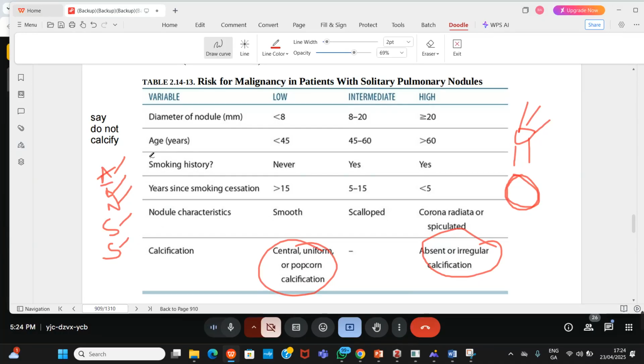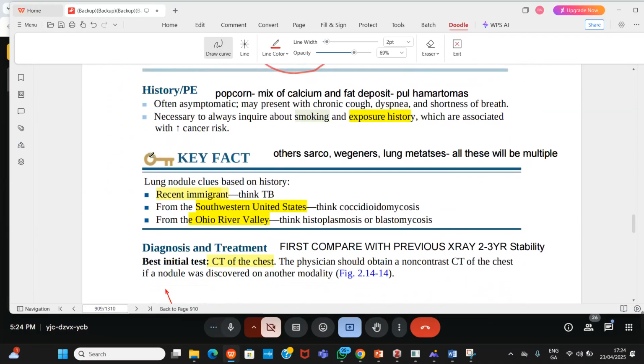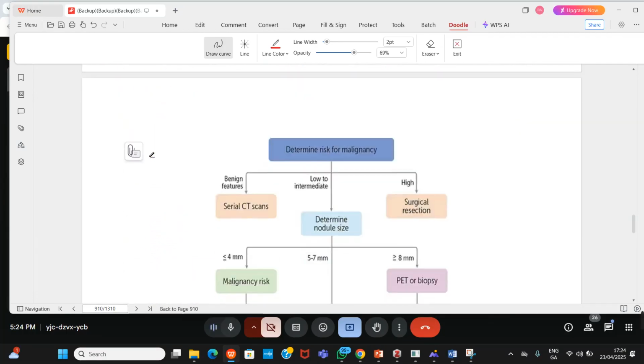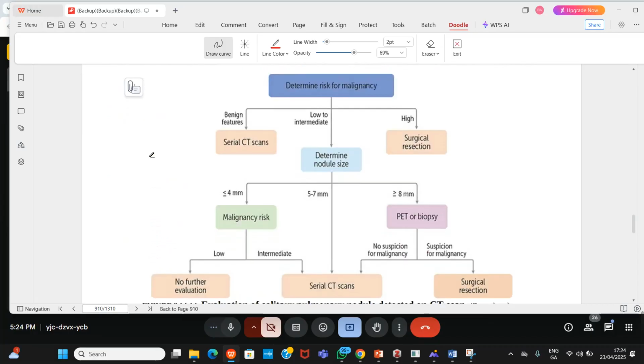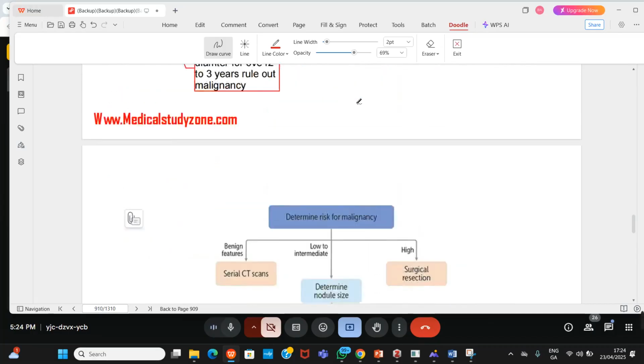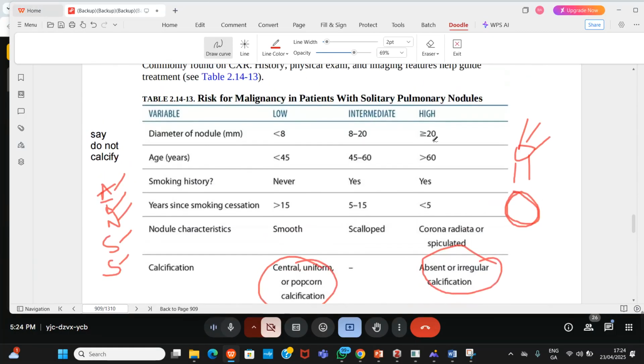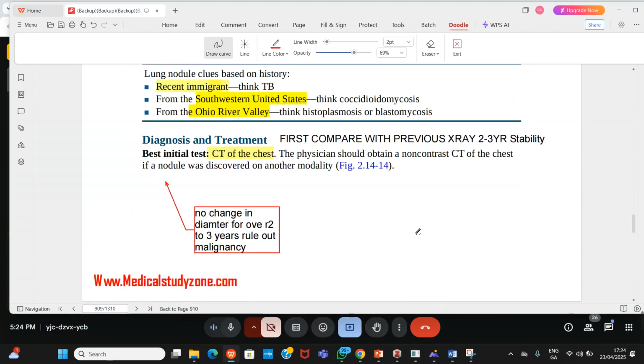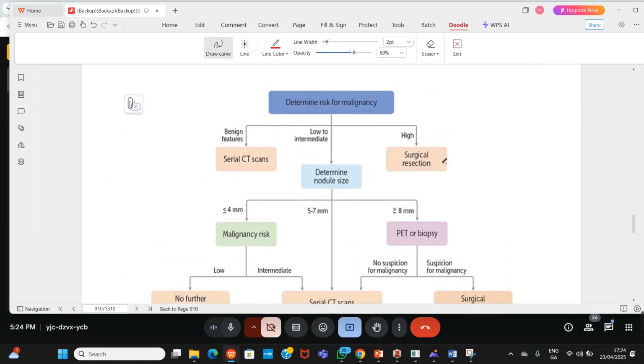Calcification. Popcorn calcification. We have said this already. Fat and popcorn calcification is benign. If there's no calcification, it's very, very common in malignant. Malignant nodules also have a high tendency of settling in the upper lobe. They are usually in the upper lobe of the lung. Very, very important. So look at the age, look at the diameter, look at the nodule characteristics.